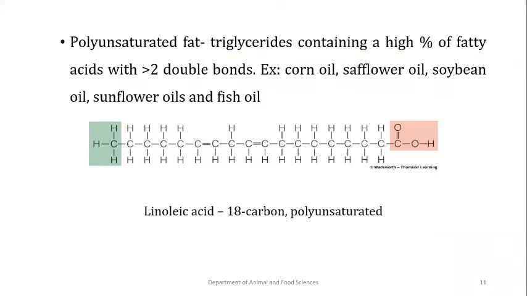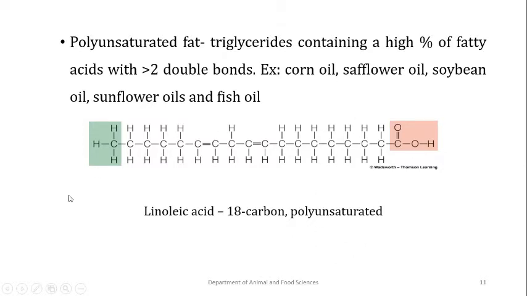Okay. Then when it comes to polyunsaturated fats, they contain a high percentage of fatty acids with usually two or more than two double bonds. Then corn oil, safflower oil, soybean oil, sunflower oil, and fish oil are such polyunsaturated fats. Okay, then linoleic acid. Again, it is an 18 carbon fatty acid, and it contains two carbon-carbon double bonds. So it is called polyunsaturated fat.